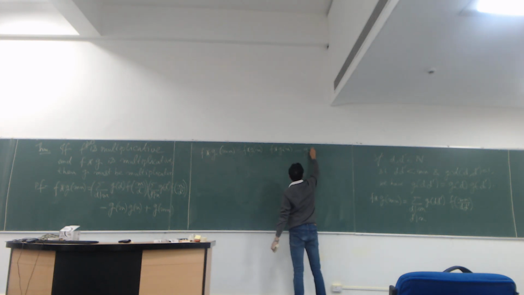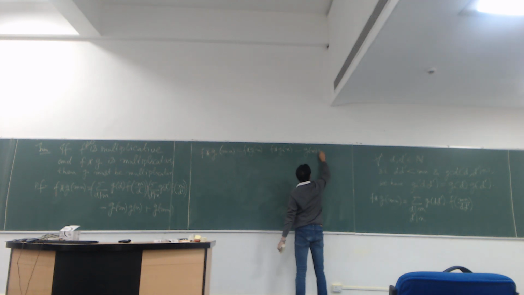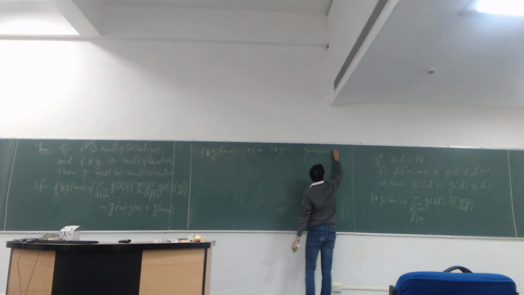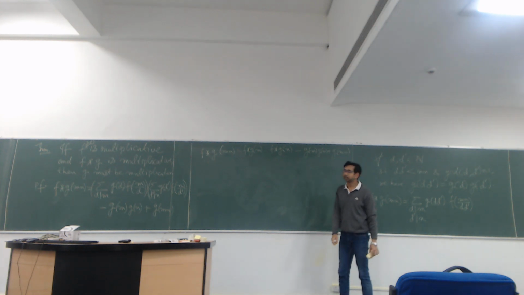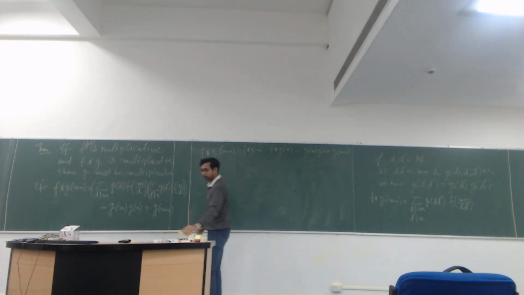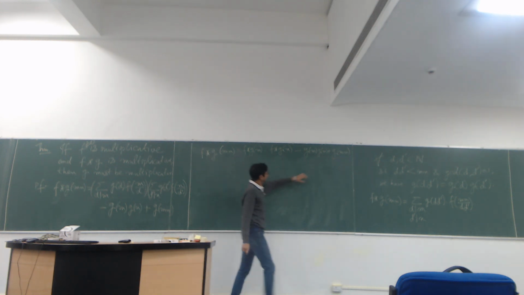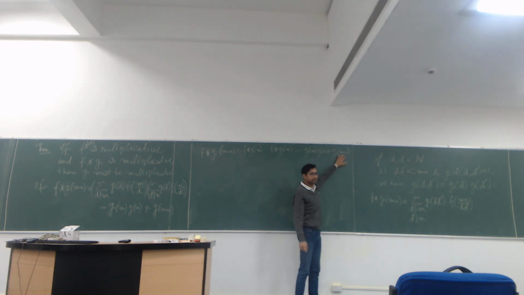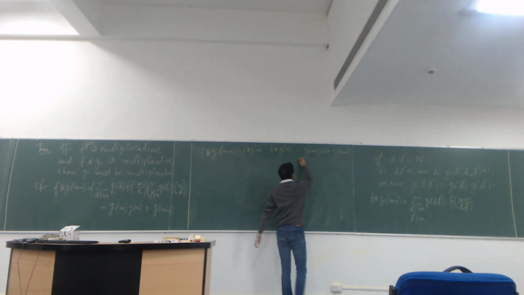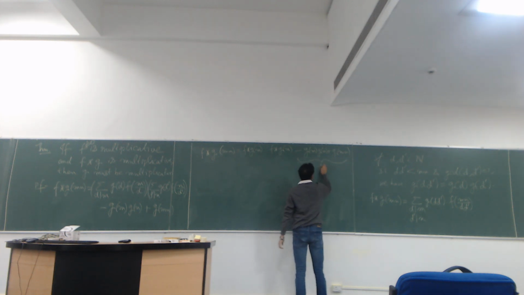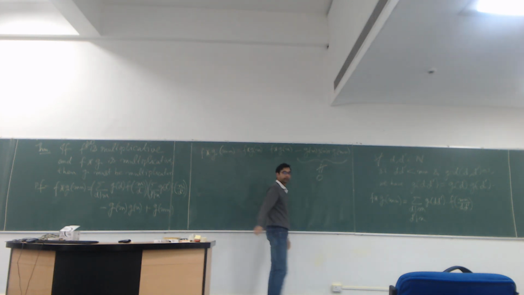minus gm plus gn. Again, recall that m and n were a minimum term, so that g(mn) was not equal to g(m) times g(n). So this one is not equal to 0.